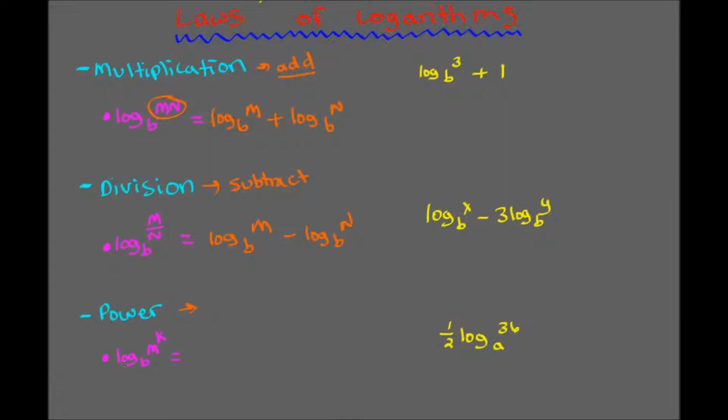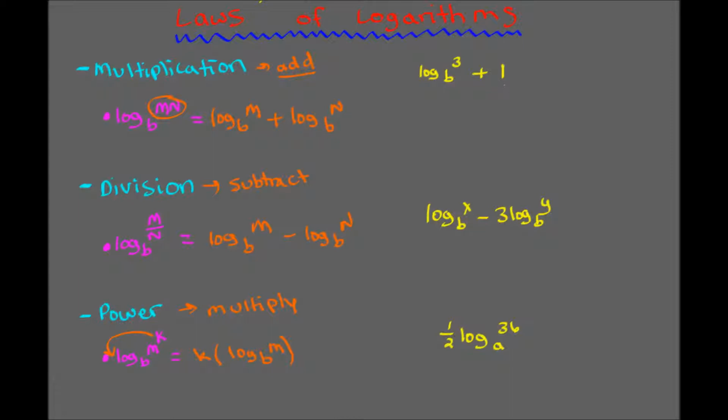The last one we're going to talk about is the power rule. In the power rule, if you have a log where there's something to the power of something else, then you can bring this power down in front of the log and multiply it with the log. The key word you have to remember is multiply if you have a power. Visually, log base b of m to the k is the same thing as k times log base b of m. You basically take that exponent and stick it right in front of the log. As with the other logs, if you have something in front of the log, you can bring it up top and make it a power.